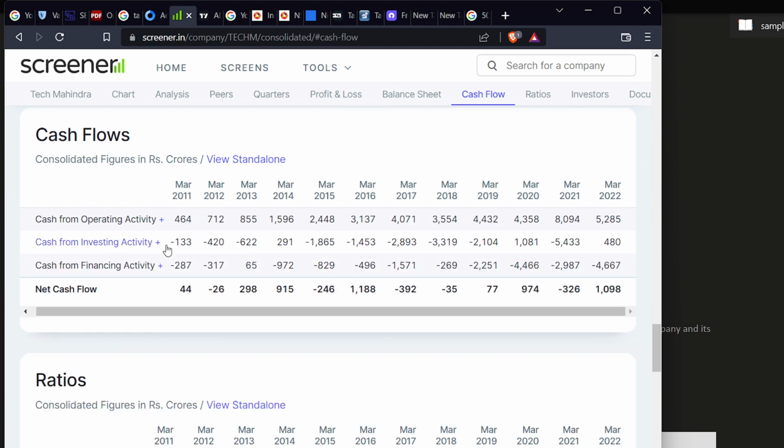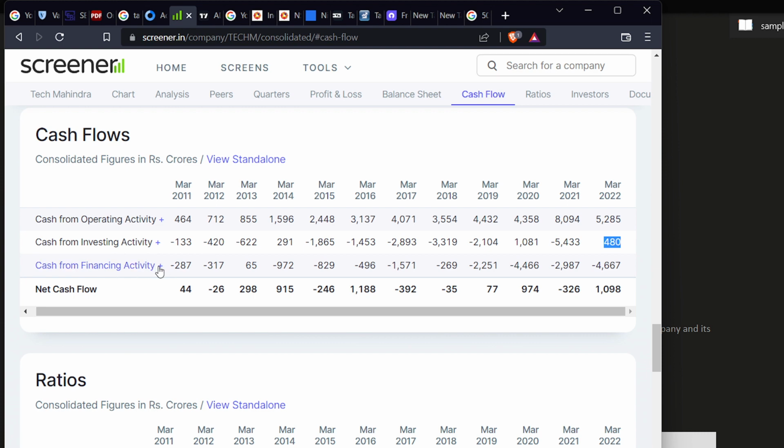So this cash from the investing activity, sometimes it will be positive, sometimes negative. If it is negative, it means they are expanding their business. If it is positive, it means they sold some asset, so from that they got profit. Okay, this cash from the finance activity.